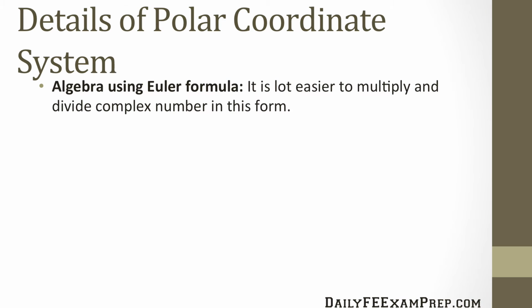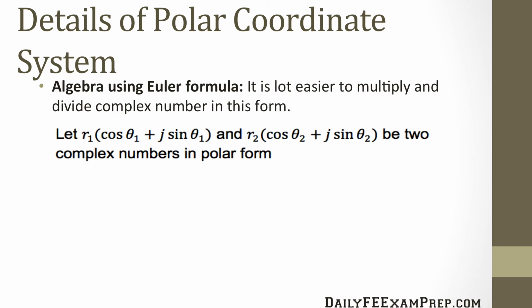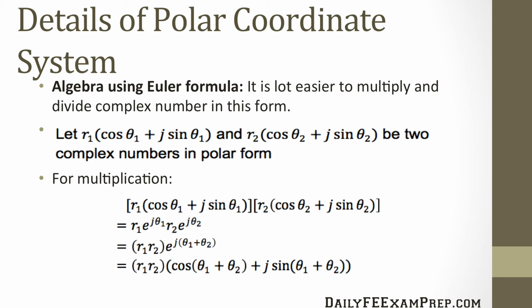Now, algebra using Euler's formula. It's a lot easier to multiply and divide complex numbers in this form. So if we let r1 times cosine theta 1 plus j sine theta 1 and r2 times cosine theta 2 plus j sine theta 2 be two complex numbers in polar form, well, for multiplication, we get that same expression is equal to r1 times e raised to the j times theta 1 times r2 times e raised to the j times theta 2.